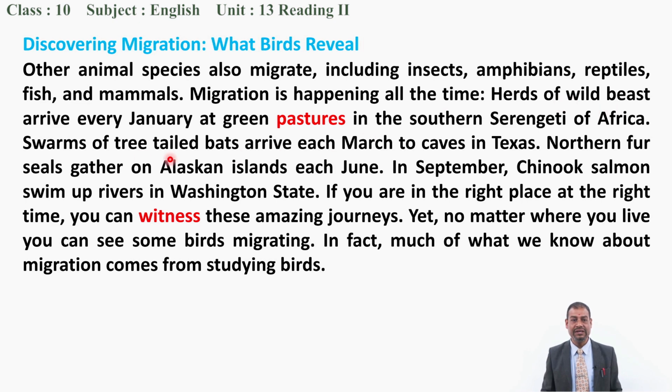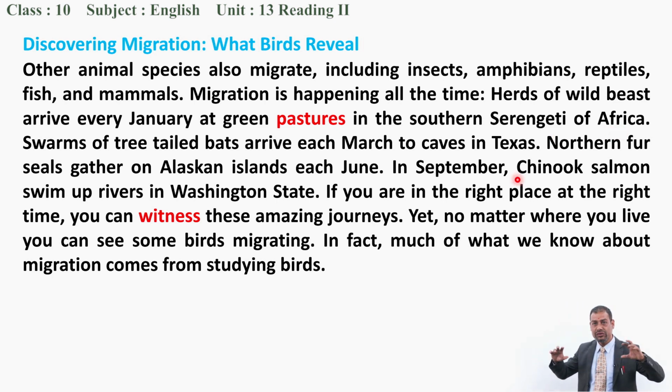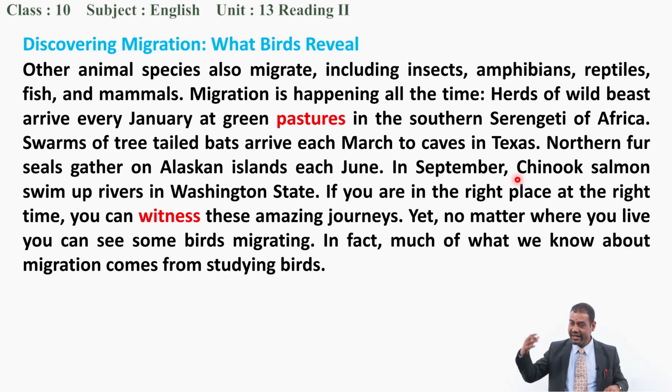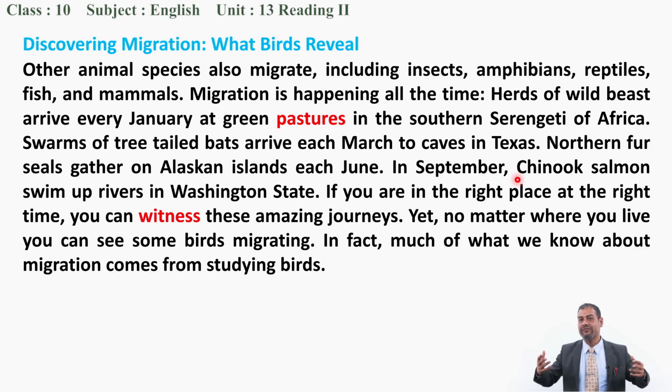Hordes of wild beasts arrive every January. See, hordes of means a group of wild animals, also arrive every January at green pastures in the southern Serengeti of Africa. So, towards Africa, there are pastures, you know. Do you know the meaning of pastures? Big grassy land where animals come and they can find comfort, okay, for their food and shelter, everything.